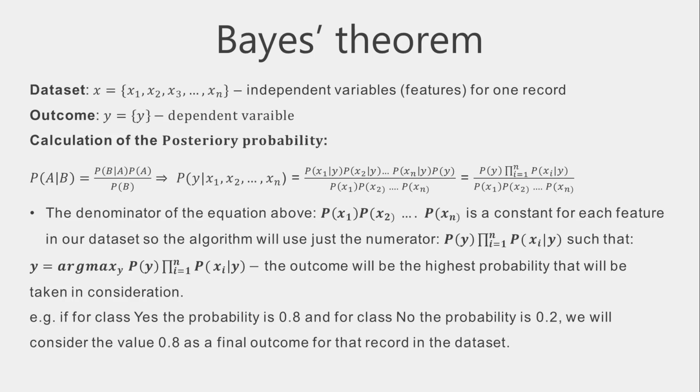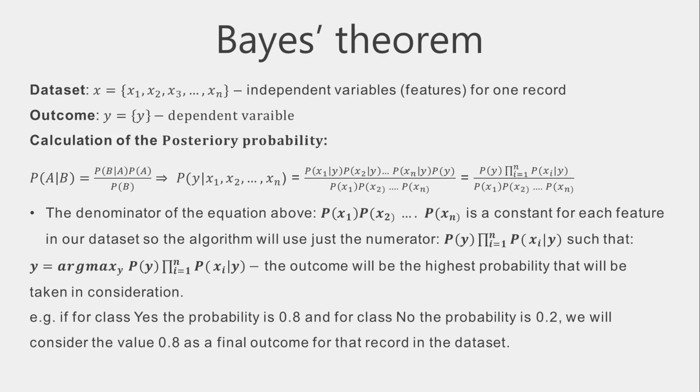Because the denominator consists of the probabilities of all independent variables, we can count it as a constant and we will use just the numerator in the formula, where we will look for the maximum value, since we know that if the numerator is bigger, we will have a higher result in the equation and hence we will have a higher probability for the dependent variable Y.